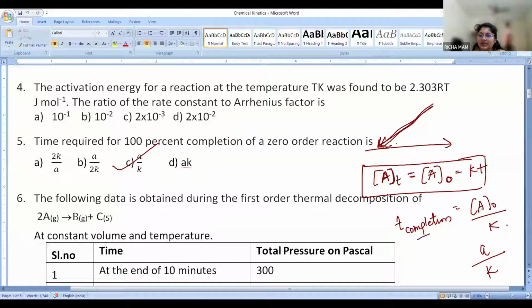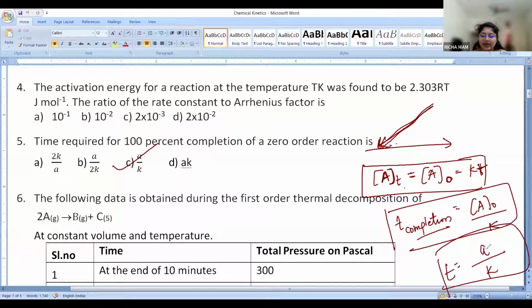So the time required for completion will be what? A₀ by k. Because [A] at completion will be 0, after substituting you are going to get t equals A by k. So the answer is option number C. The time required for 100% completion of a zero order reaction is A by k, the initial concentration by the rate constant.